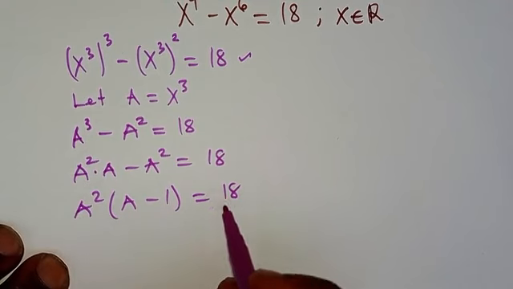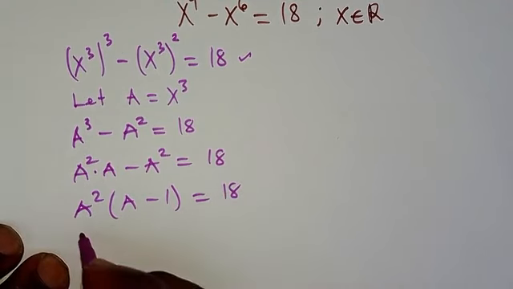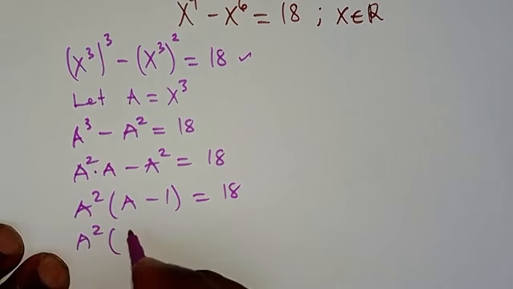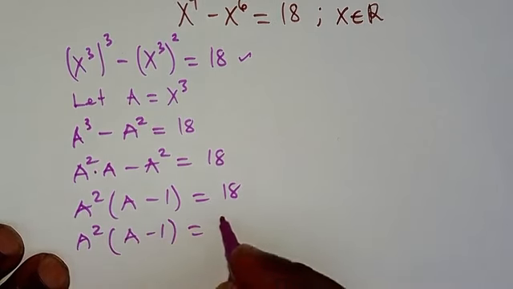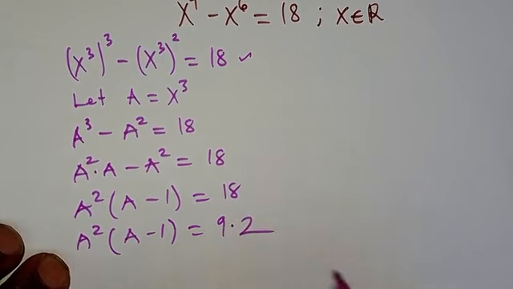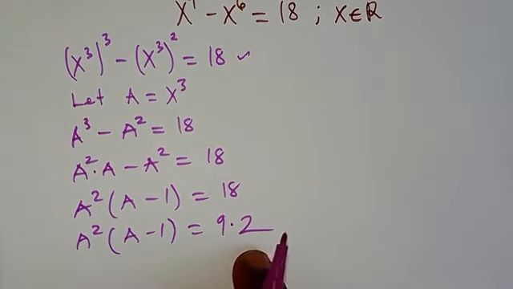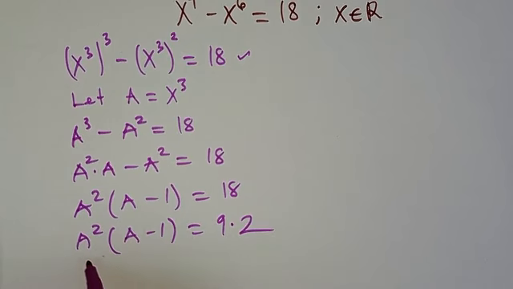So therefore, can we write this 18 also in a factored form? So we have a squared times a minus 1 equals 9 times 2, since 9 times 2 will give us 18. Now what we are going to do is see how we can do comparison here. Doing comparison here, we can see that a squared is greater than a minus 1.